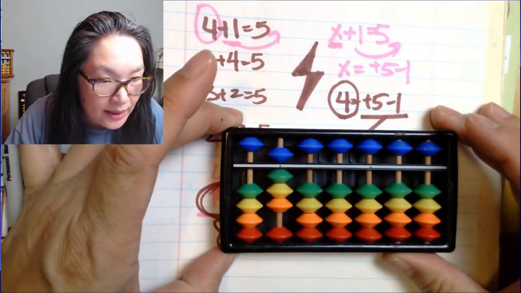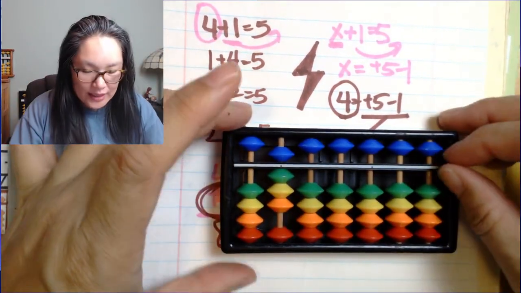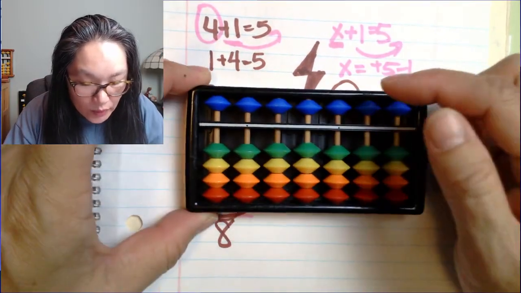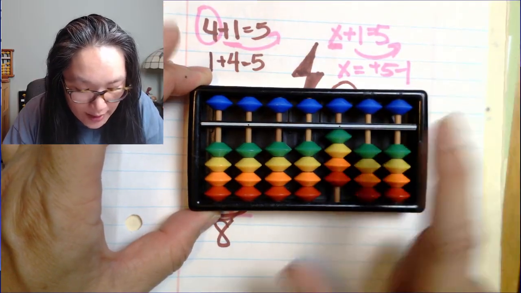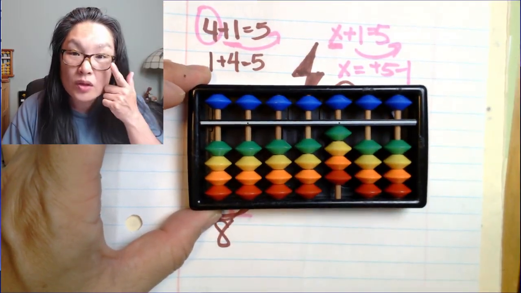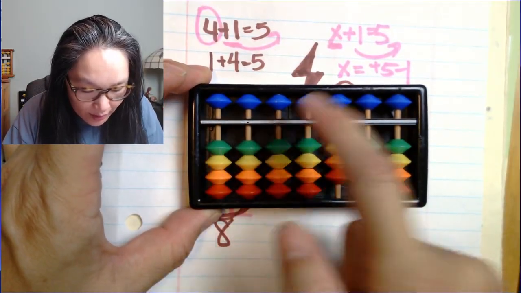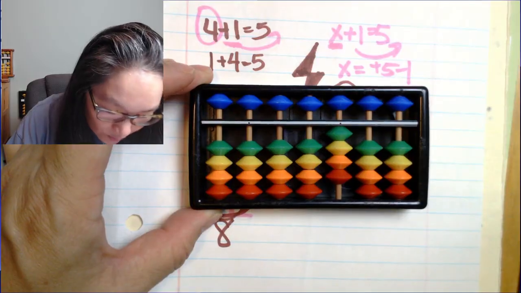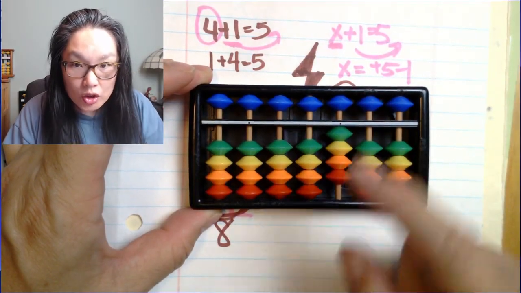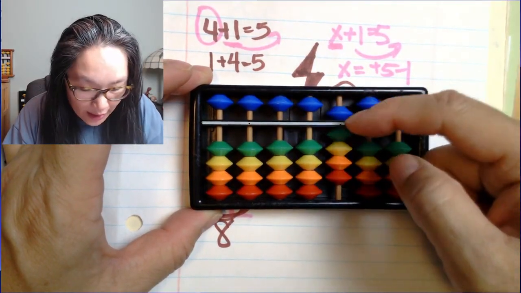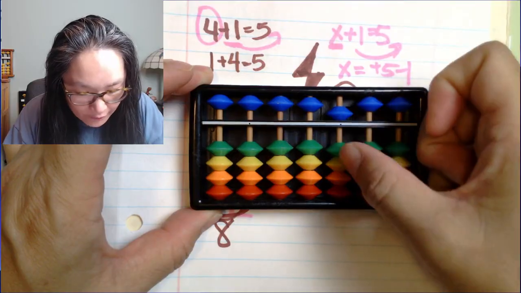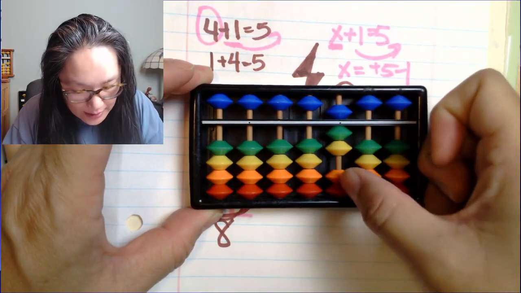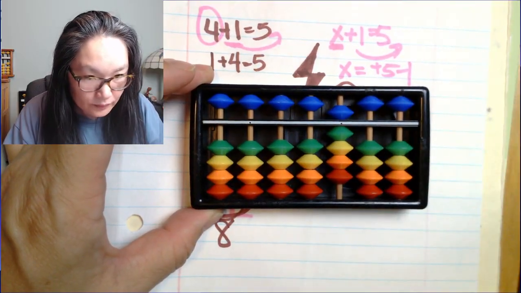So the upper bead is a value of 5. Yes, it is. You're absolutely right. So when we count, we have 1, 2, 3, 4. Anytime the beads are touching the horizontal bar, this is my horizontal bar, this is now being counted. So we have 4, and then we have 5. 5, 6, 7, 8, 9.